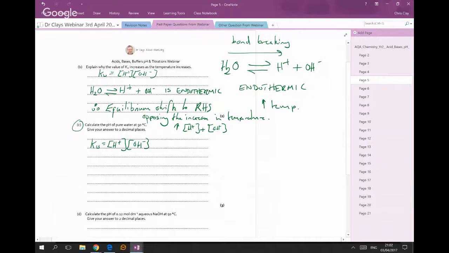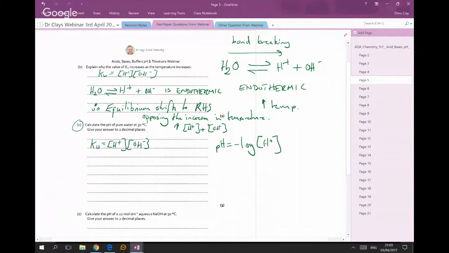We tend to use OH- for strong bases, but we also do here for water. Calculate the pH of pure water at 50 degrees Celsius. Well, pH, remember, is by definition the minus log of the H+ ions.